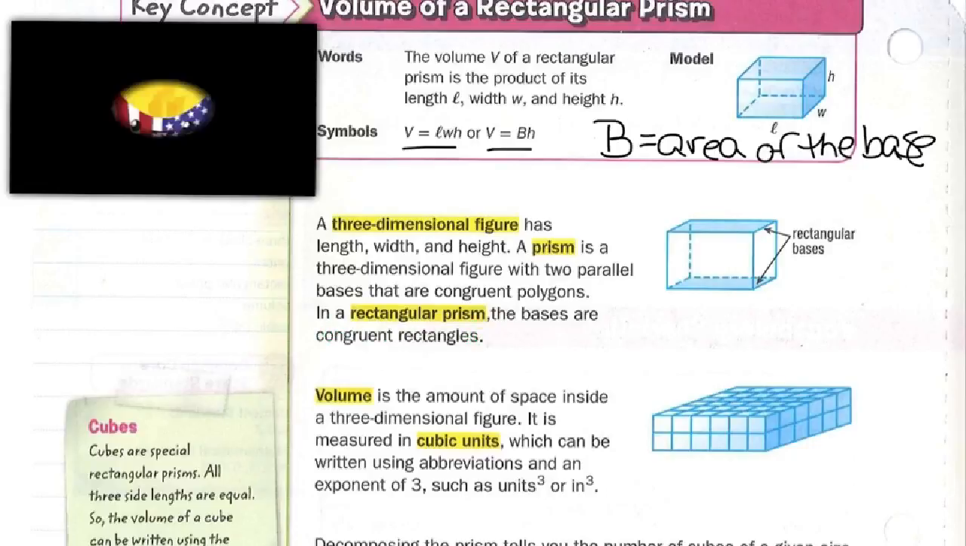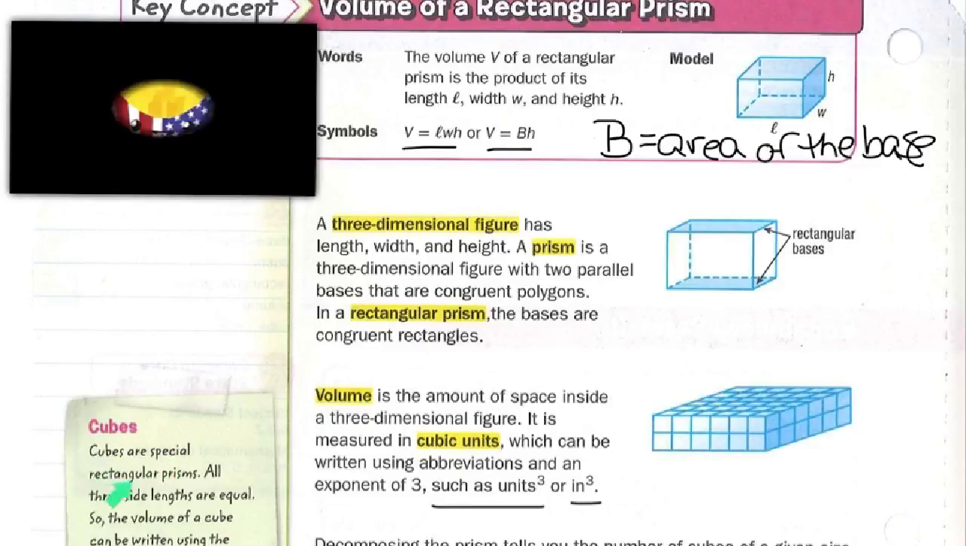In a rectangular prism, the bases are congruent rectangles. So this is a rectangular prism because both of its bases are rectangles. Volume is the amount of space inside a three-dimensional figure. It is measured in cubic units, which can be written using abbreviations and an exponent of 3, such as units to the third power or inches to the third power. Okay? That's really important to remember. In area, we use square units with an exponent of 2. With volume, we use cubic units with an exponent of 3.